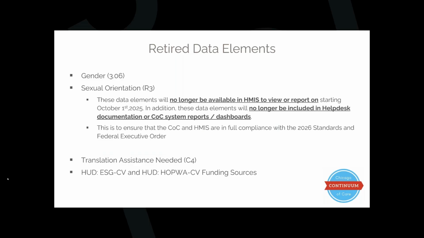The next thing that's going to be retired is the translation assistance needed. And then also is going to be funding sources. So HUD ESG CV funding and then HUD HOPWA CV funding are going to be retired. So if you have projects with those funding sources, we're going to need to replace them with more up-to-date funding. So we'll reach out if we identify your project as having one of those or having one of those with nothing else. We'll be able to sort those things out.